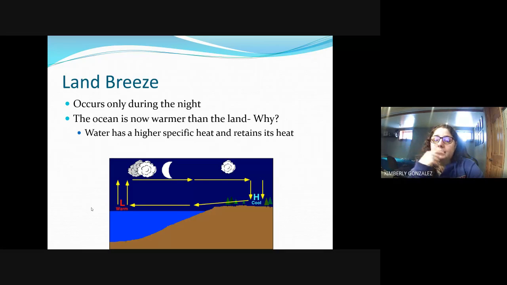For a land breeze, it's the opposite, because now your cooler surface is the land, because there's no more insulation coming in to warm it up. And since it has a lower specific heat capacity, it releases that heat really quickly. So the sand itself will feel cooler than the water at night.